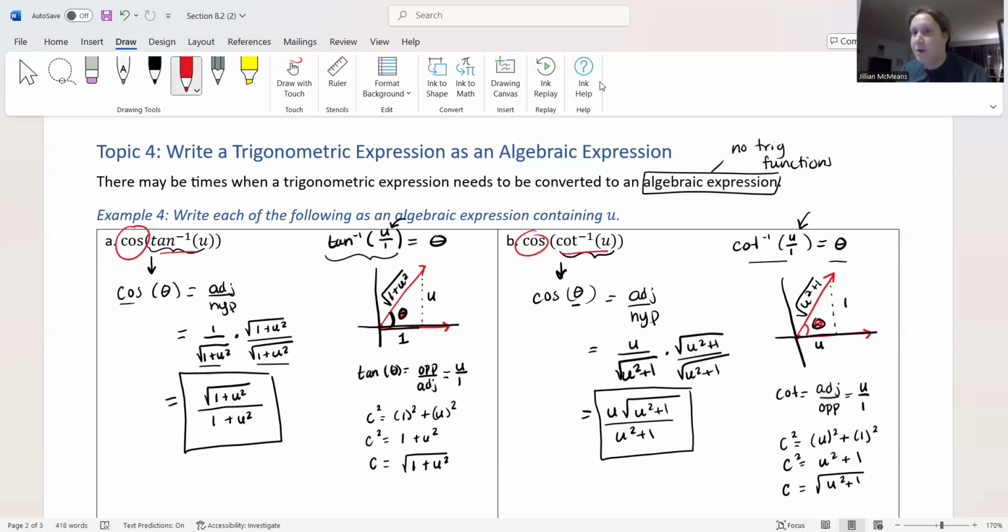All right, 8.2 is a weird section. These inverse secant, cosecant, and cotangent functions are a little strange, but I have complete and utter faith in you, and I think y'all got this.